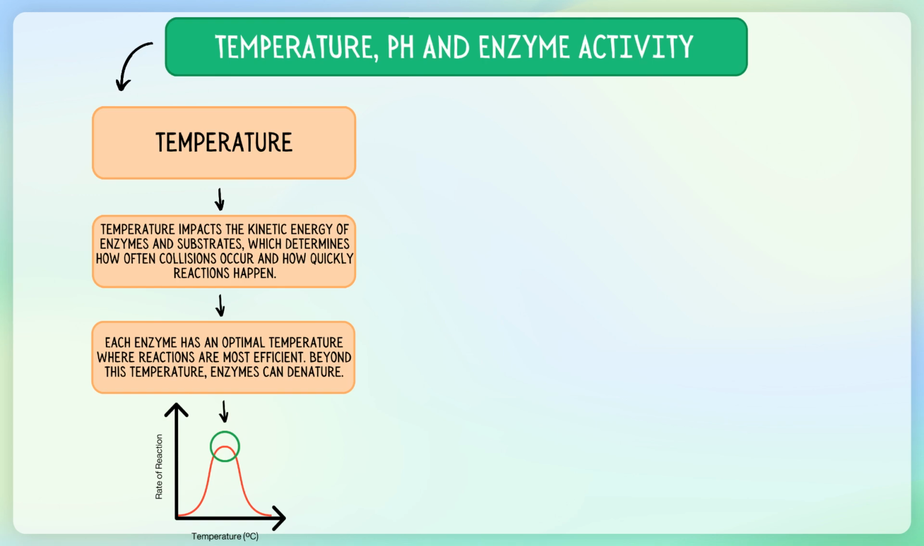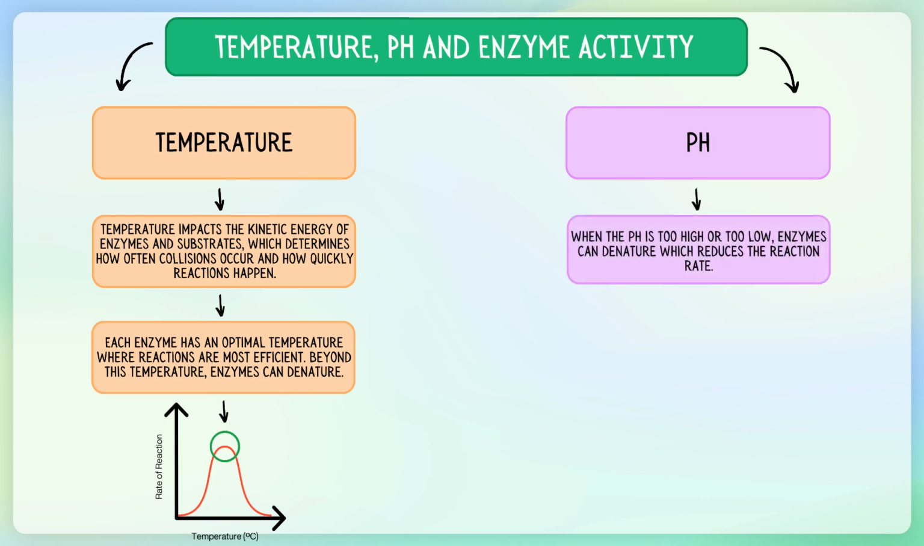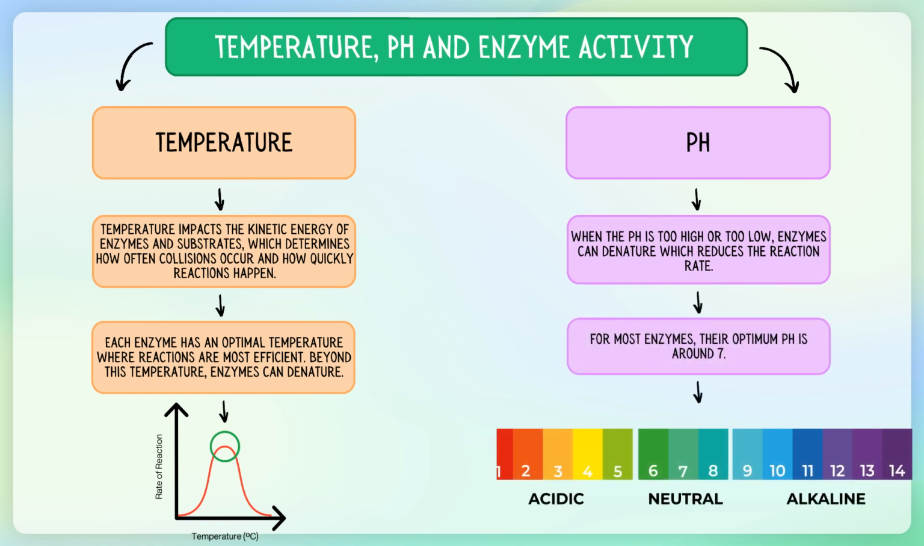Next, we explored the potential impacts of pH on enzyme activity. pH can cause enzymes to denature when it is too far away from the enzyme's optimum. Most enzymes have an optimum pH of around 7, also termed neutral. However, there are many examples that do not have this optimum pH, such as pepsin.